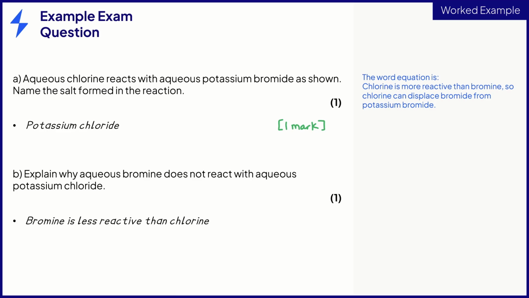We know that chlorine is more reactive than bromine, or we could say bromine is less reactive than chlorine. Either way, you must state the comparison by using phrases like less reactive than or more reactive than, and name both the elements or compounds to gain the mark.